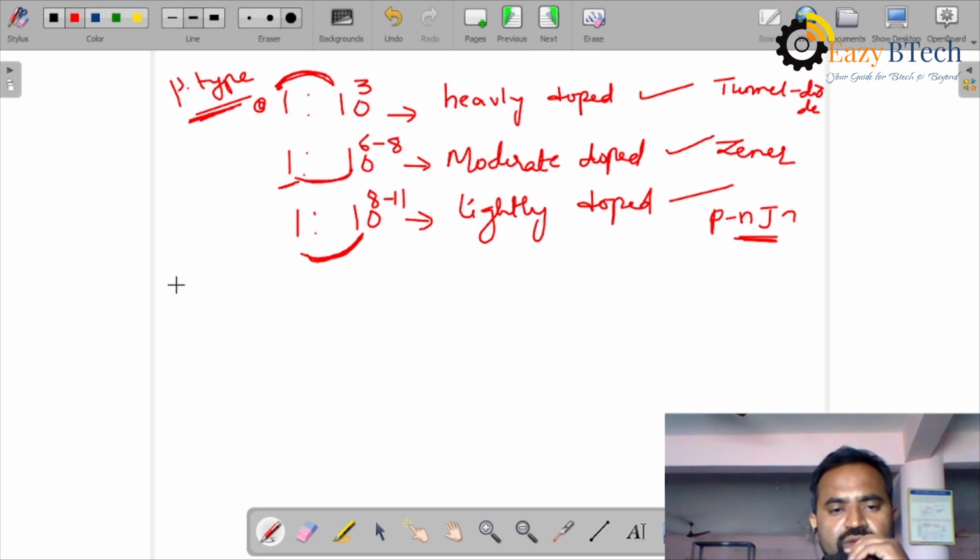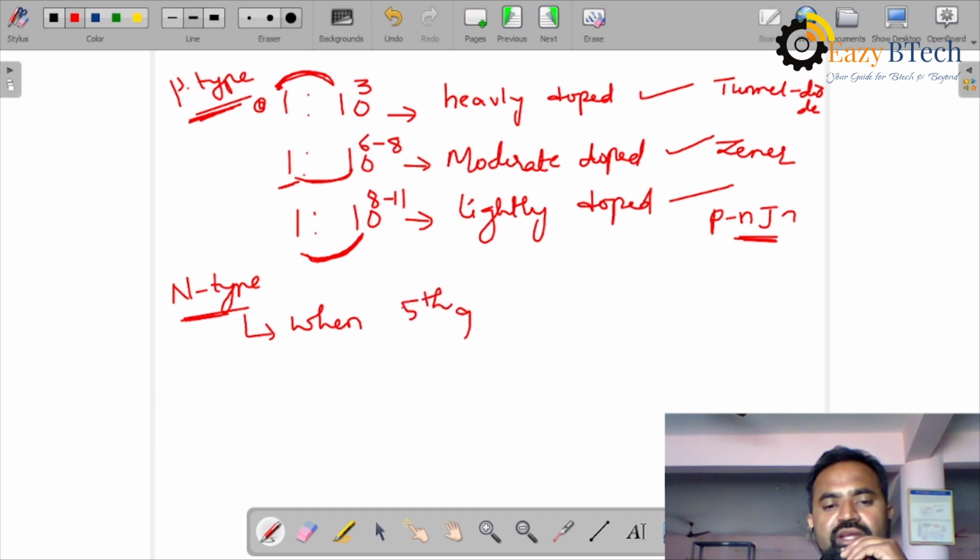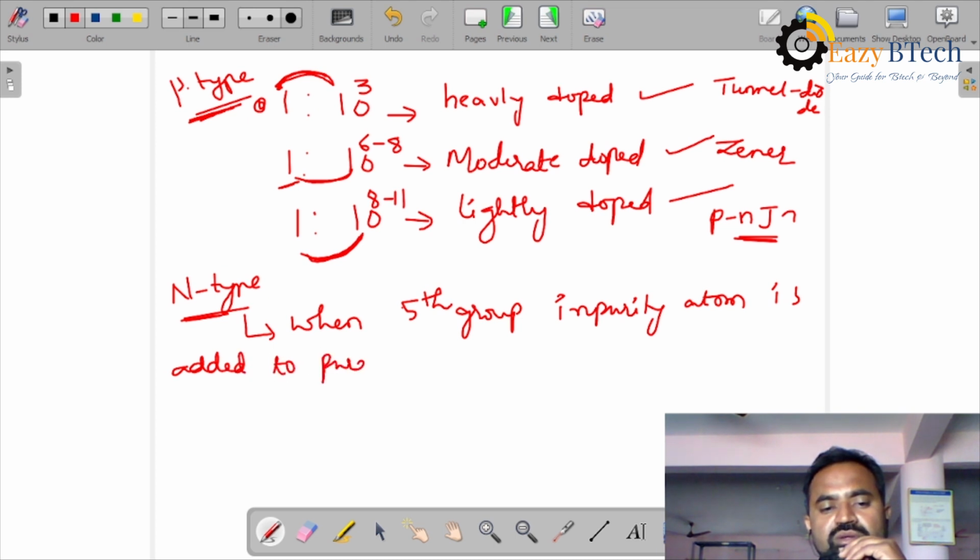Similarly, for an n-type material, when a fifth group impurity atom is added to a pure semiconductor, the semiconductor formed is known as an n-type semiconductor.